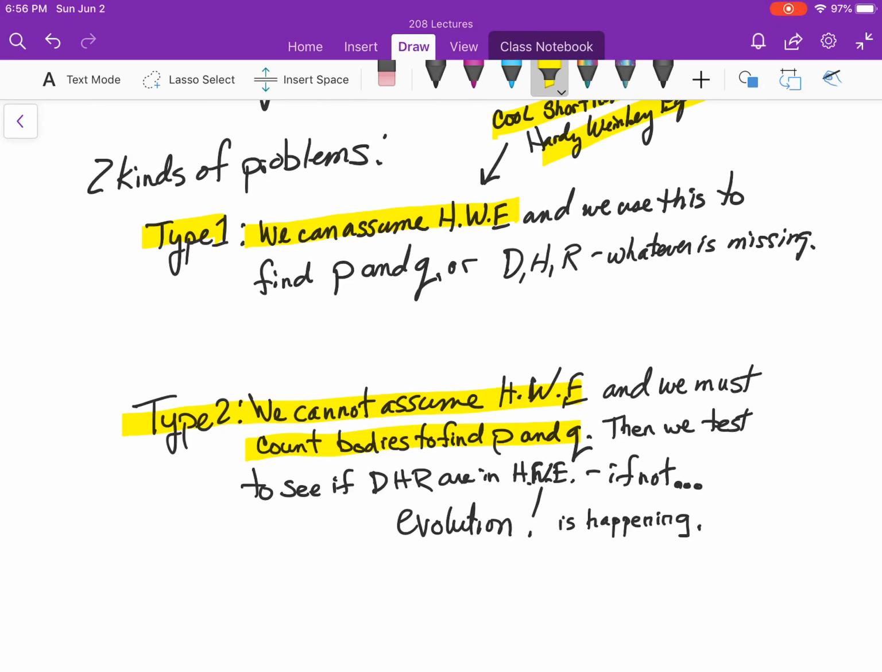And then we test to see if the number of D, H, and R, the dominants, heterozygotes, and recessives, are in Hardy-Weinberg equilibrium. If they're not in Hardy-Weinberg equilibrium, then evolution is happening. And we don't know for sure which of those 5 assumptions is being violated, maybe more than one, but something is causing the allele frequencies to change such that they don't match the proportions of D, H, and R. That's the dominant, heterozygote, and recessive genotypes. So, next step is to do some problems.